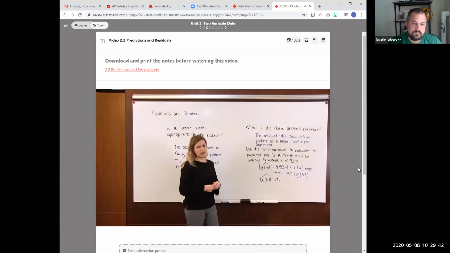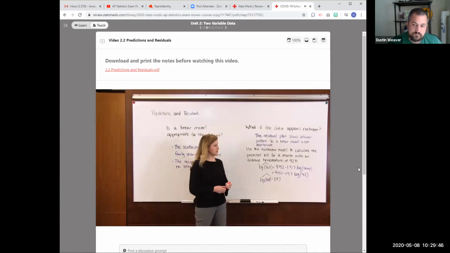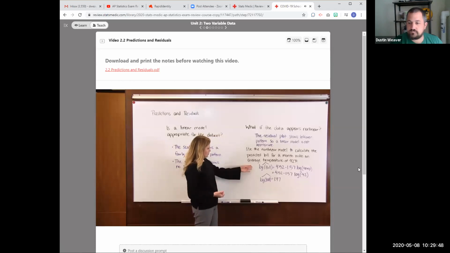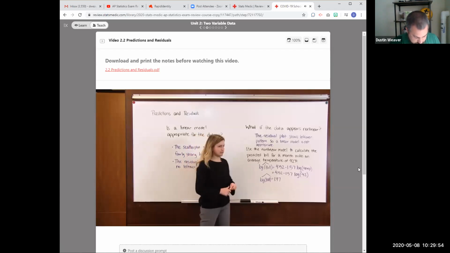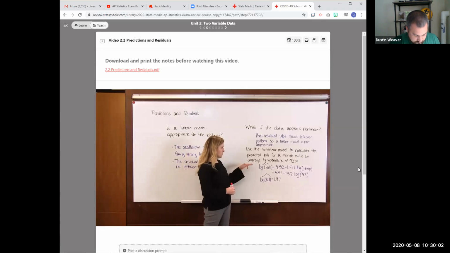On the AP exam, you wouldn't be expected to calculate a nonlinear model. They would usually give it to you. So we've created this nonlinear model to fit the data. It's the predicted log of the bill equals 4.52 minus 1.57 times the log of the temperature. We're going to use that to predict, again, the bill for this month that had 42 degrees Fahrenheit.